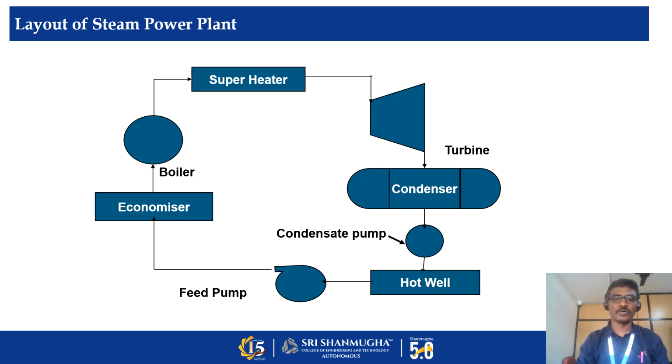Here the water passes from the hot well to the economizer with the help of a feed pump. In the economizer, the preheating process is carried out. After that, it is moved to the boiler, where the entire conversion takes place. The water is converted into dry steam. Then, to further increase the temperature, it is moved to the superheater for conversion into superheated steam. Then the steam is moved to the turbine, where the expansion process is carried out. Here the heat energy is converted into mechanical energy. After energy conversion, the exhaust steam is moved to the condenser for condensation. Then, with the help of the condensate pump, the water is returned to the hot well.